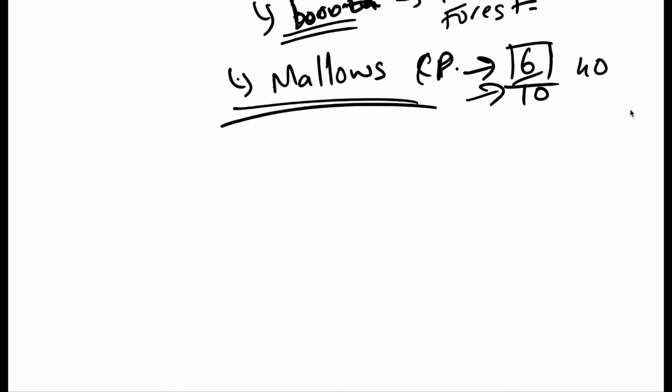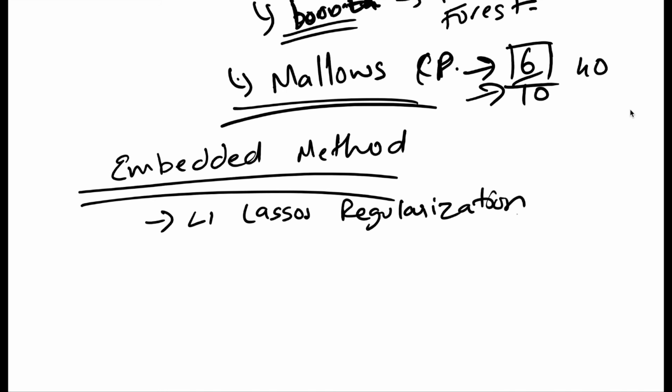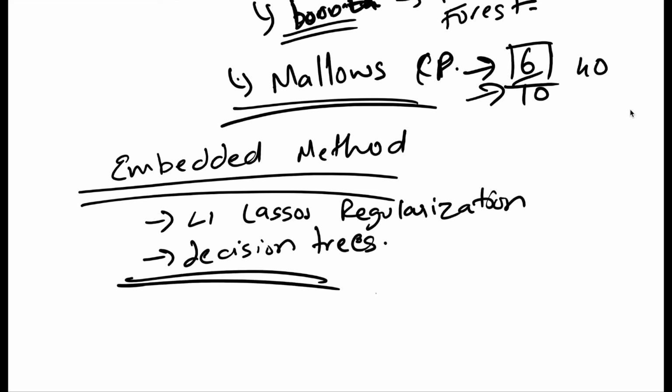The last one is basically your embedded method, and within the embedded method you can use your L1 lasso regularization, or you can use decision trees. So these are a few things that you can use when you're doing feature selection.